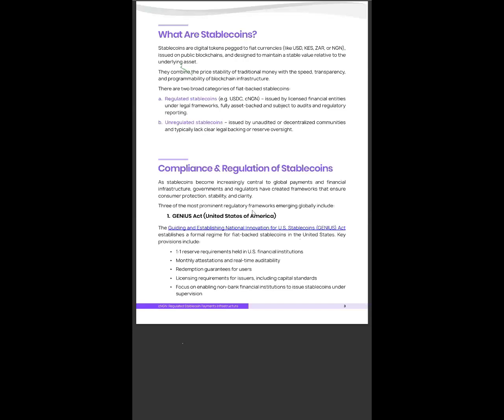So these stablecoins combine price stability. What that means is, as long as the price of that underlying currency is stable, the stablecoin is going to be equal to the underlying currency. So 1 naira is always going to be equal to 1 cNGN, no matter what. And then it brings that traditional money, like your naira, but gives it more speed, more transparency, and more usability, right?